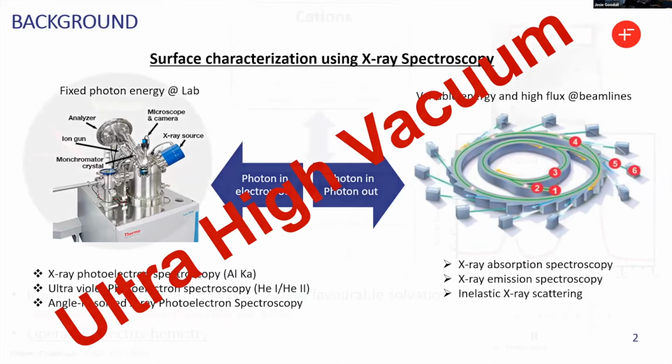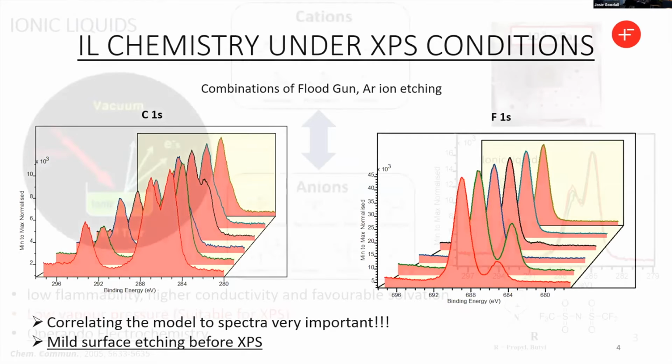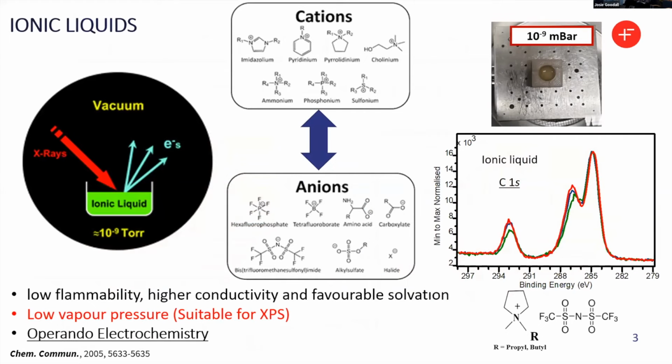But I'm proposing, or I'm using, ionic liquids in this case. The advantage of ionic liquids is that if you can design them properly, they can be liquid at room temperature, and they are stable in UHV conditions because of the low vapor pressure. Another strategy is that they have quite good solvation as well, so you can use them.